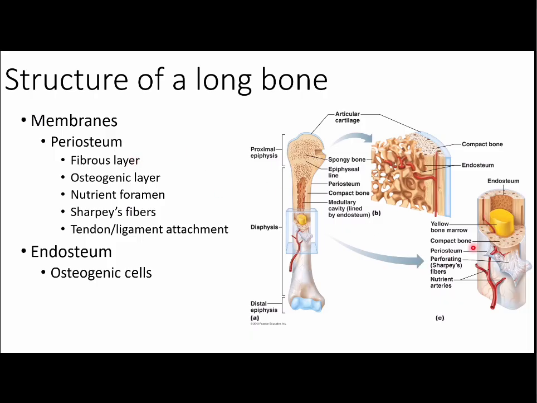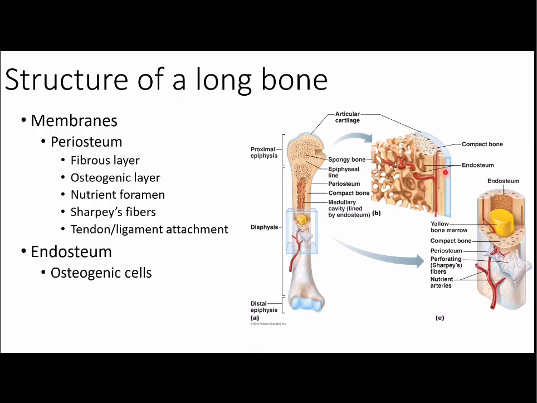So the very outer layer of the periosteum is referred to as the fibrous layer, and it's made of more dense, irregular connective tissue. Then we have our inner layer of the periosteum, which actually touches the bone, because remember, this is a double membrane. So if we look here, we've got the fibrous layer out here, but the portion that actually touches the outside of the bone is our osteogenic layer.